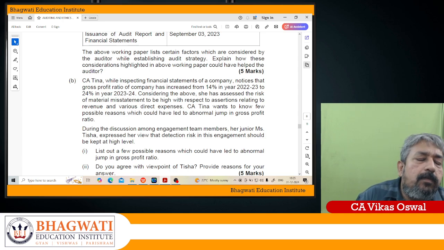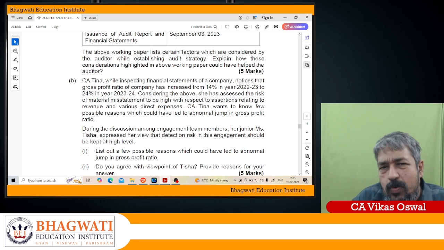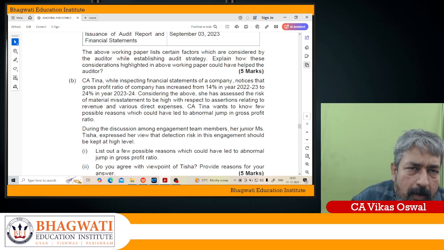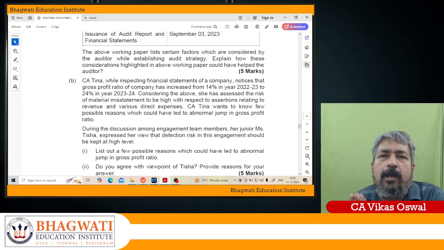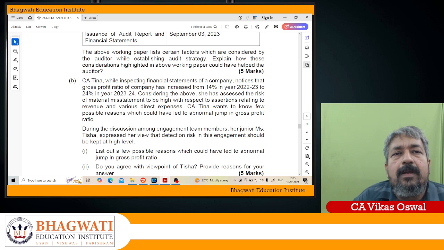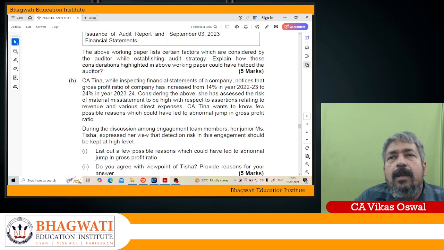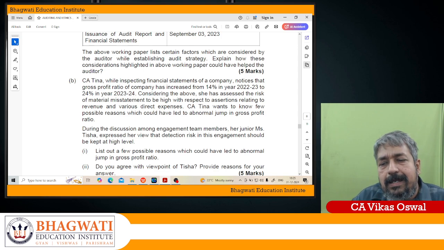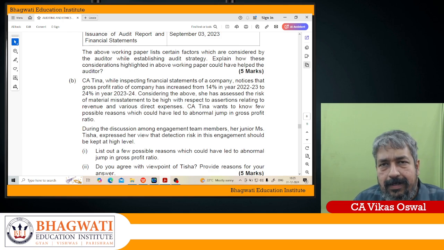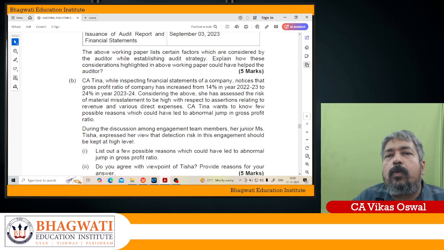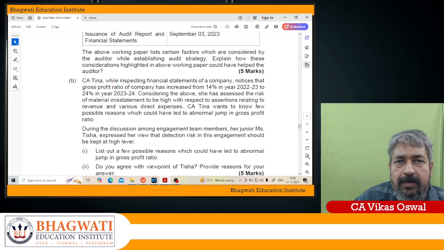So detection risk means the auditor fails to apply proper audit procedures. Because if I apply audit procedures, I will get sufficient and appropriate audit evidence. Remember that. So detection risk is something where the auditor either does not apply proper audit procedures or misinterprets the results of the audit. He does a misinterpretation. That is what we understand by the aspect of detection risk.